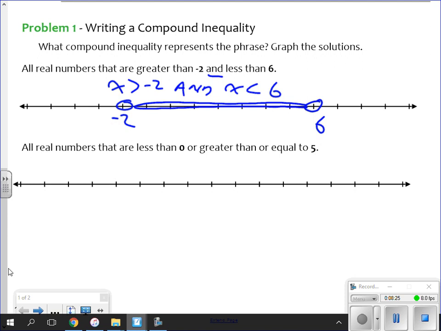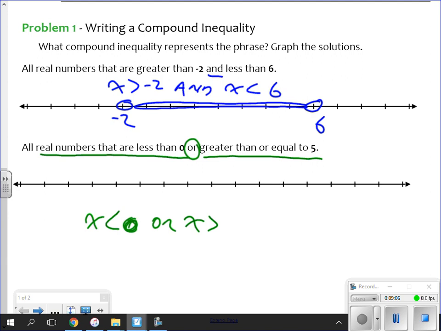Okay, the next one, what do I have? I have an or. Ooh, there's my very important word right there. So I do my first inequality: all real numbers less than 0. Sorry, I underlined the wrong or. That's the or I'm dealing with. That's a different or. My bad. So x is less than 0, or greater than or equal to 5.